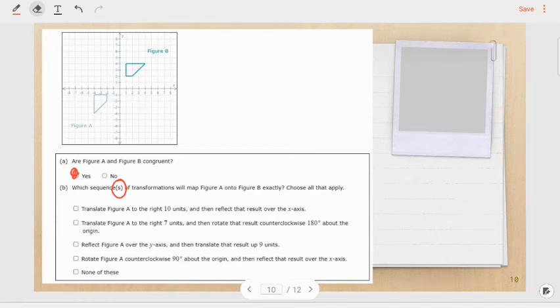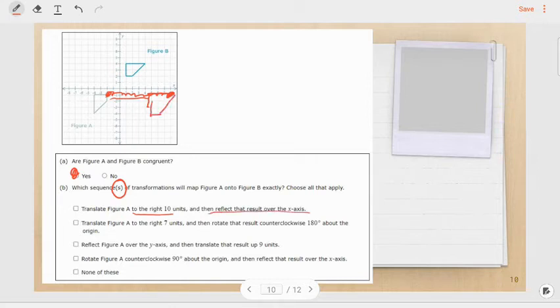Next, I'm going to decide. Now, I have a couple different options, so I'm just going to work with them. And I'm going to go through each one at a time. So the first one says translate figure A 10 units to the right. So all I'm doing is sliding it this direction. 1, 2, 3, 4, 5, 6, 7, 8, 9, 10. So my shape is now here, roughly.